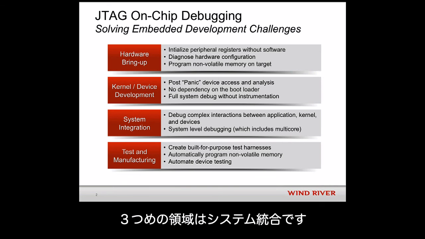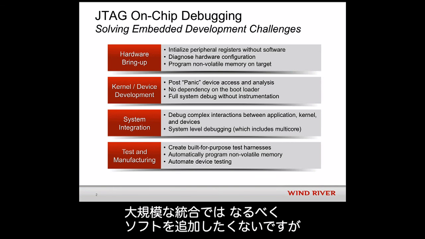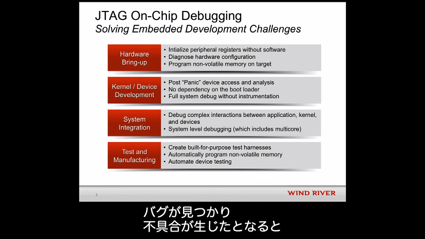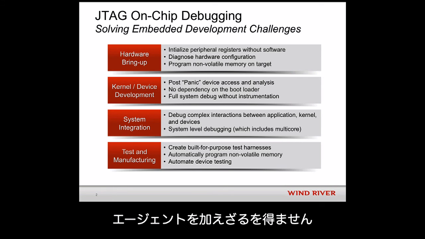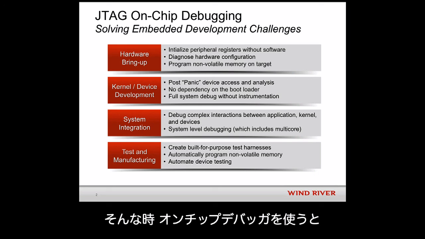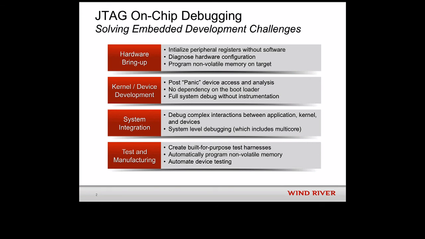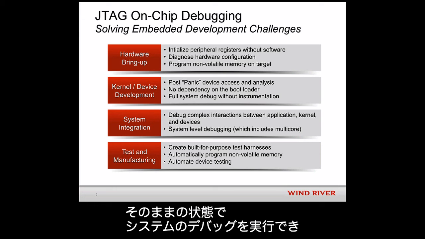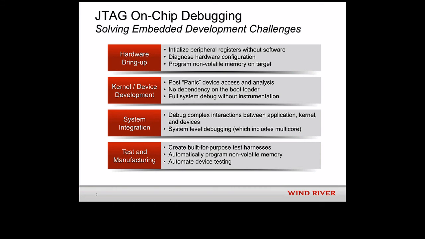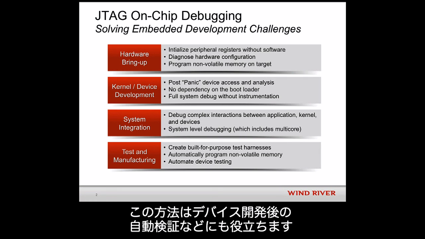The third case is system integration. If you're in system integration of a large software system, you typically don't want to add more software to the system. You found a bug, there's something where the system doesn't properly behave, and the last thing you want to do is add more software to it. So the on-chip debugger will allow you to debug that system in its environment with all the test harnesses attached, and you don't have to add more software. And then the last case is to do automated device testing once your device is ready and things like that.